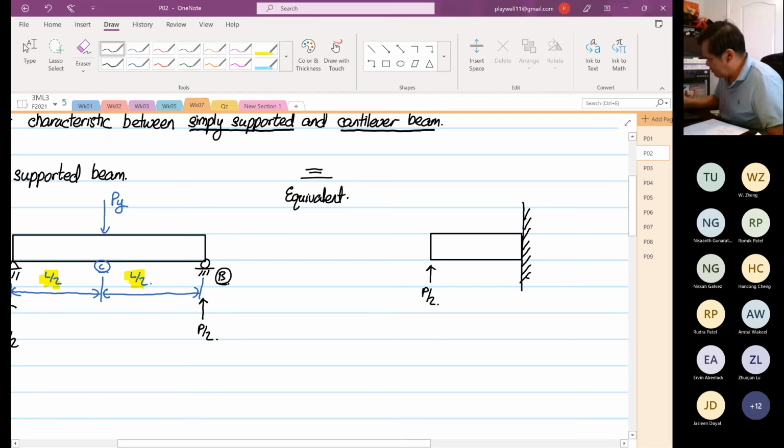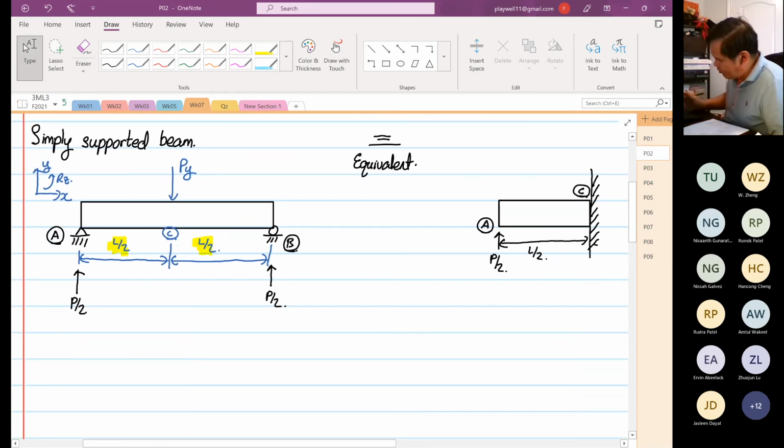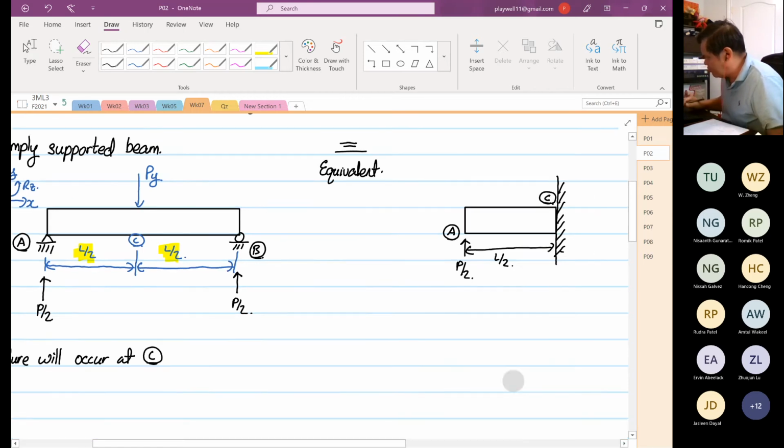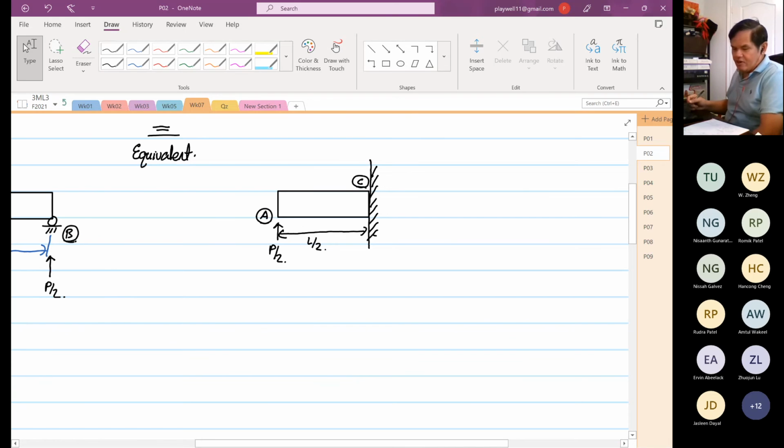When this is the case, on the cantilever beam, I can also put this as P/2, and the distance from here to here is L/2. So this is my point A, and this is my point C. As I mentioned earlier, failure will occur at point C. Now, question for you: where will failure occur, point A or point C? Anyone?